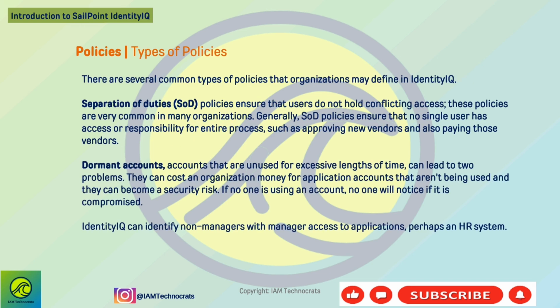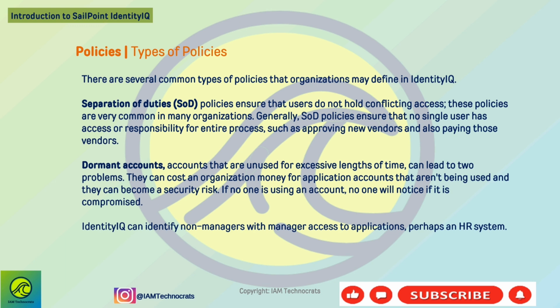Types of policies. There are several common types of policies that organizations may define in IdentityIQ. Separation of duties or SOD policies ensure that users do not hold conflicting access. These policies are very common in many organizations. Generally, SOD policies ensure that no single user has access or responsibilities for an entire process, such as approving new vendors and also paying those vendors.